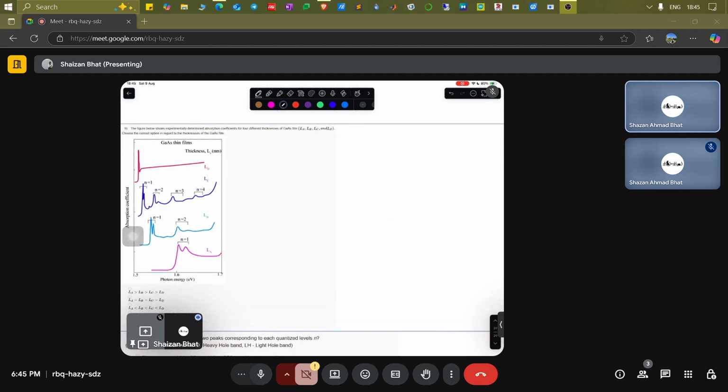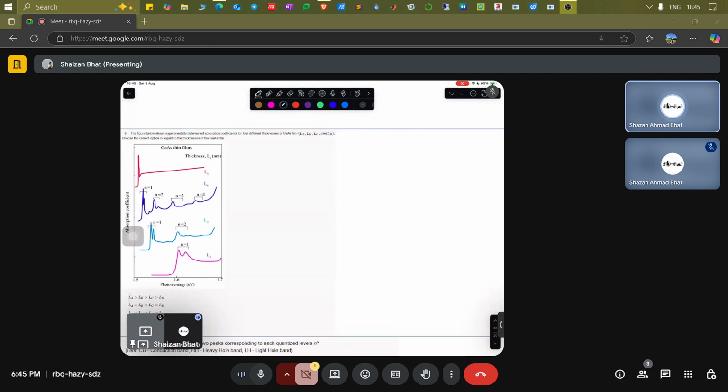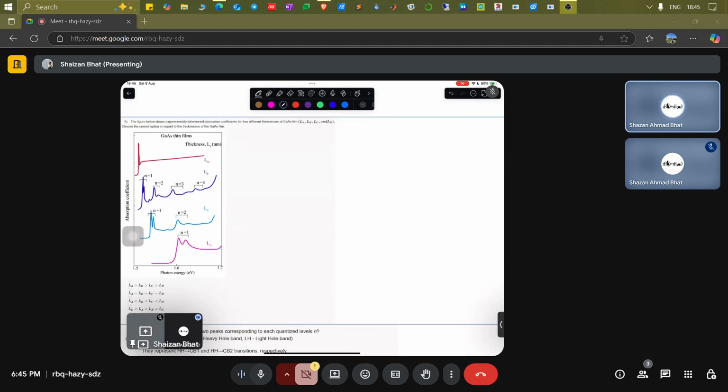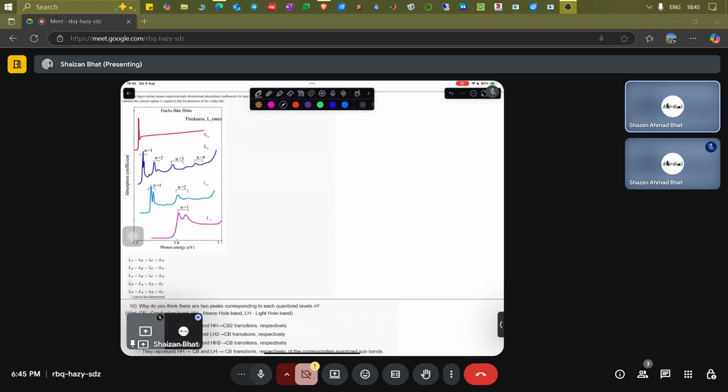That's it. And if we talk about question 9, the figure below shows experimentally determined absorption coefficients. These are the absorption coefficients for different thicknesses of gallium arsenide, and we have to choose the correct option in regard to the thickness. You see that this is almost like a single peak here. It can be because of excitonic effect.